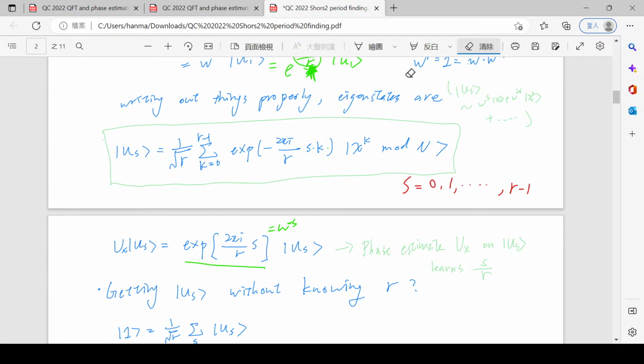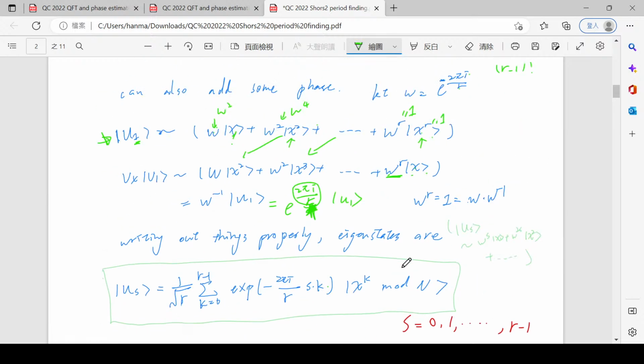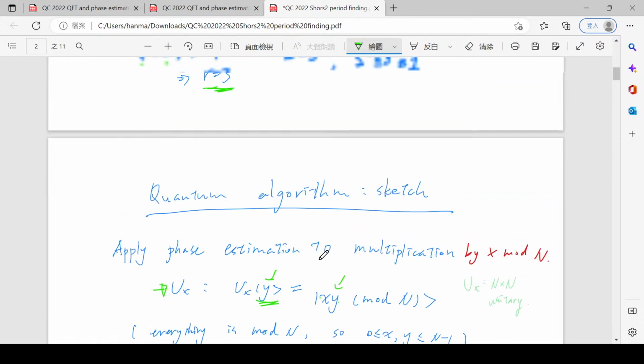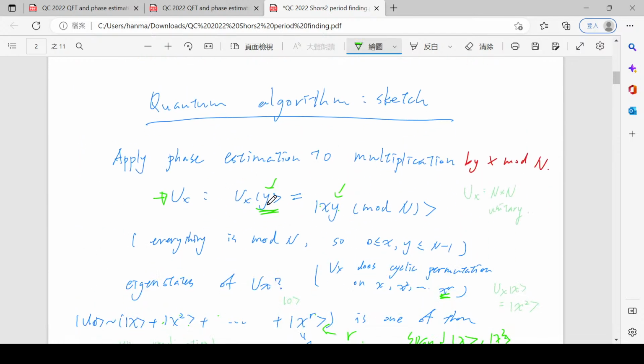So if we get hold of some Us, then we can run phase estimation of Ux with this Us, and then we will learn s over r. And phase estimation of Ux is possible, right? Because Ux is just multiplication, although we didn't quite show it. But we can run any quantum superposition of classical operation on a quantum computer.